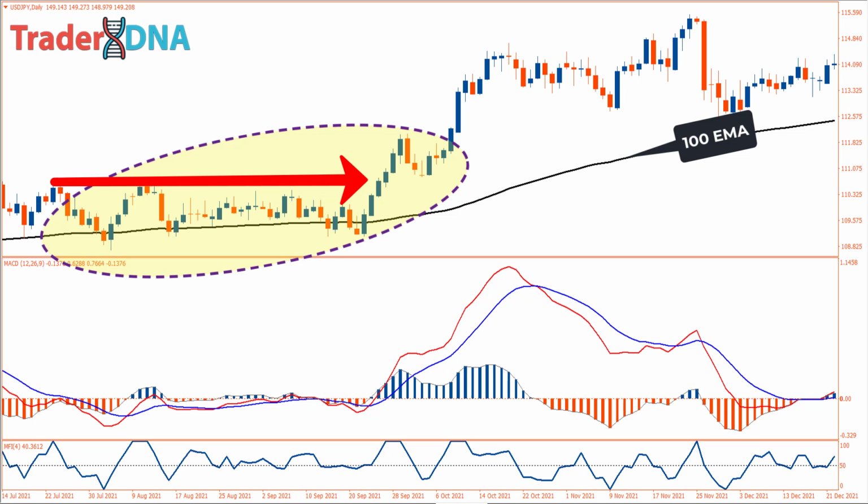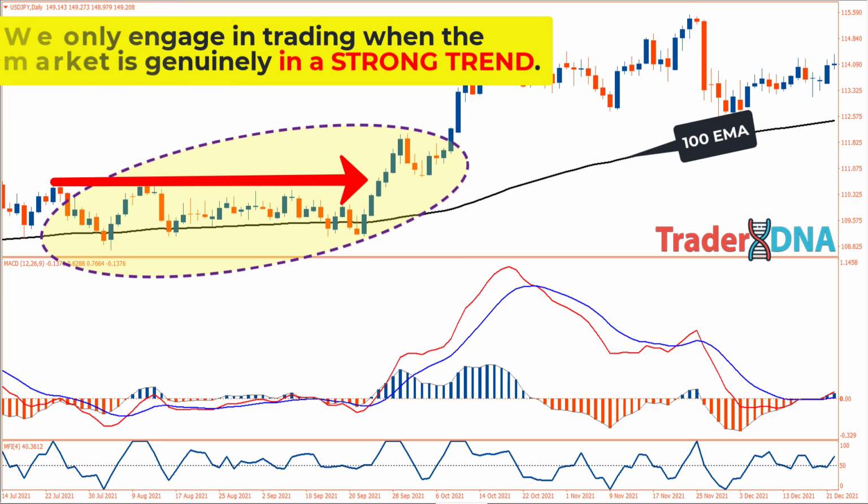As you can see on this chart, when prices move above the 100-period EMA, it indicates that the market is in a bullish condition, and our primary focus should be on identifying the most appropriate buy signals. The next step involves gauging the strength of the trend. In this strategy, we only engage in trading when the market is genuinely in a strong trend. Because when the market is in a strong bullish trend, our chances of success increase significantly, and our buy positions are likely to yield victories.